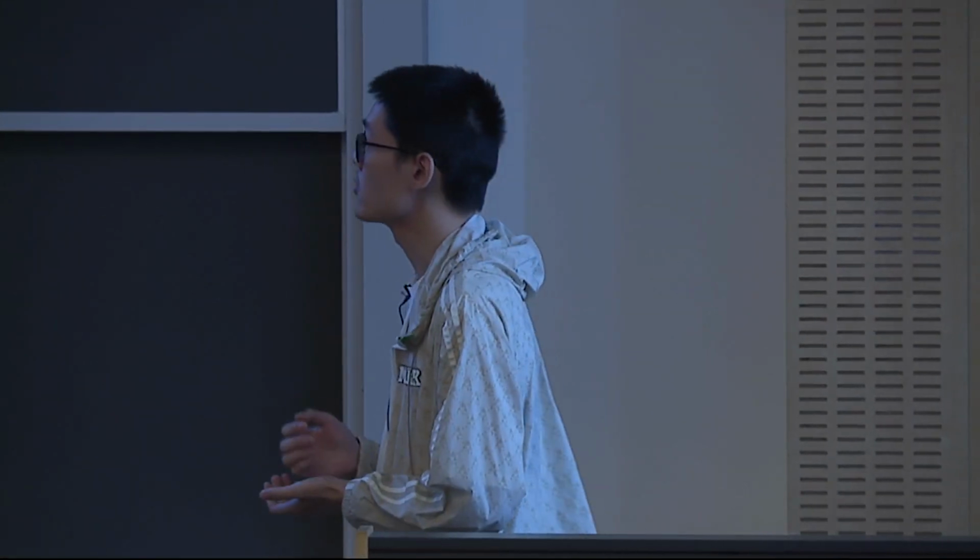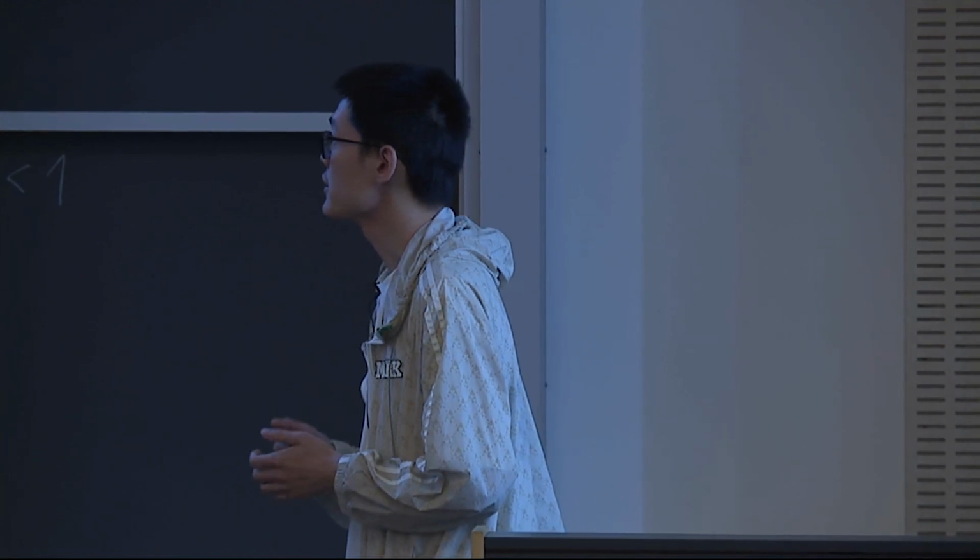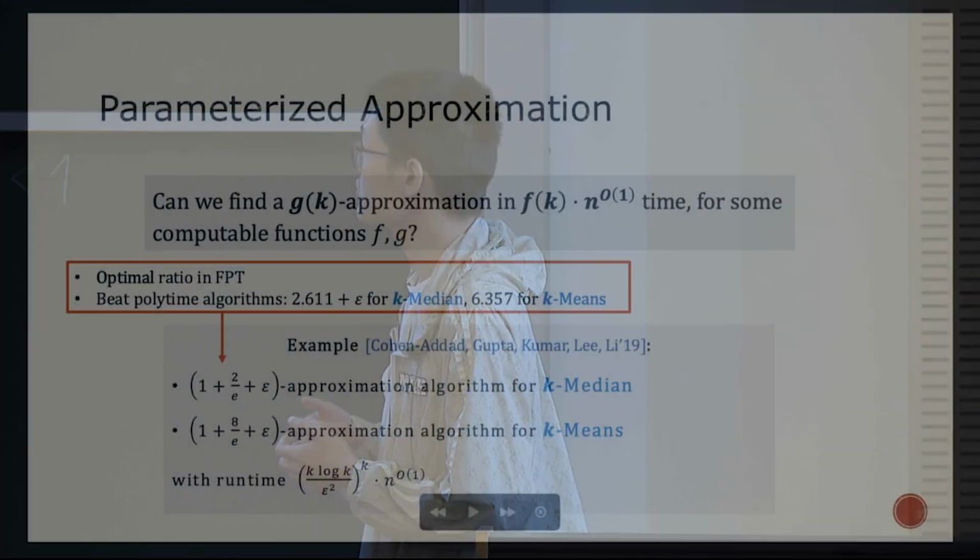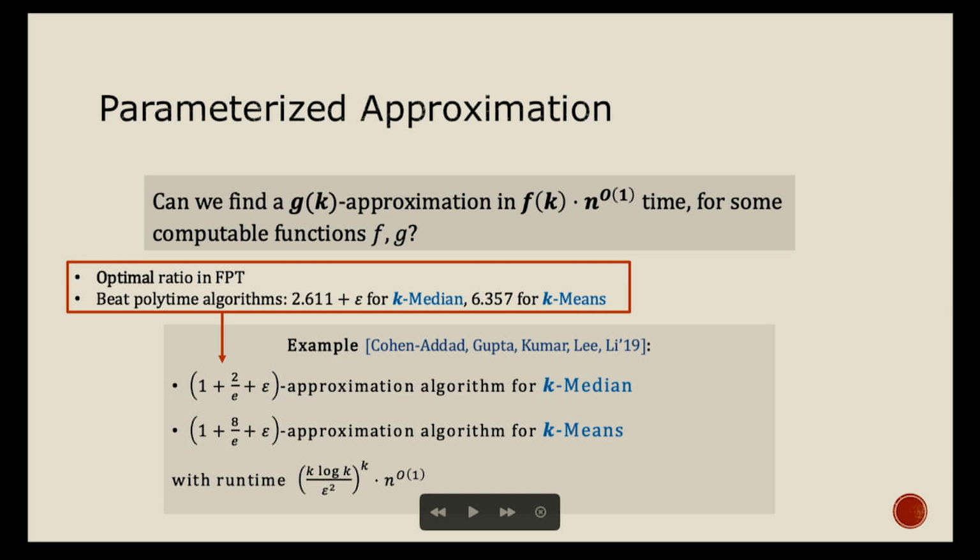Here's an example of parameterized approximation. In 2019, Cohen-Addad, Gupta, Kumar, Lee, and Li showed a 1 plus 2 over e plus epsilon approximation algorithm for k-median and a 1 plus 8 over e approximation algorithm for k-means. These two ratios are optimal in the FPT world, but in the NP world, the state-of-the-art ratios are just 2.611 plus epsilon for k-median and 6.357 for k-means. So this is an example where FPT time really helps to design better approximation algorithms.